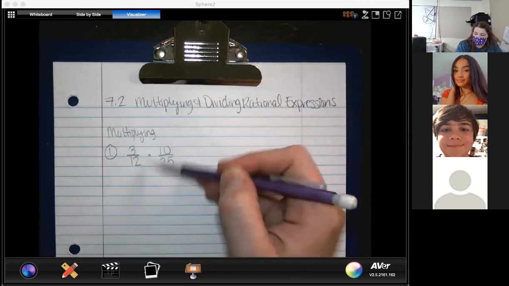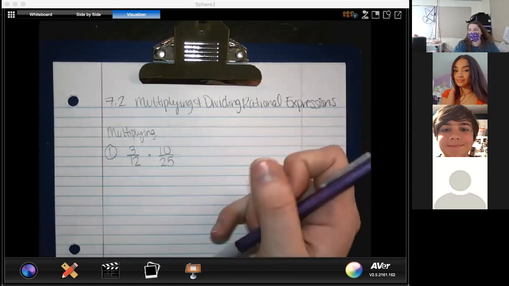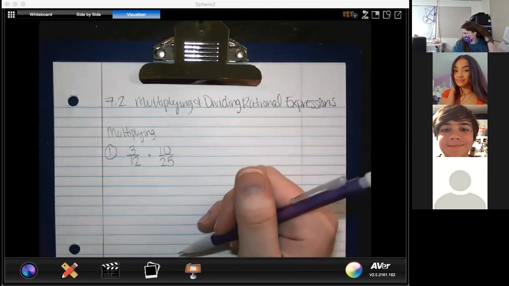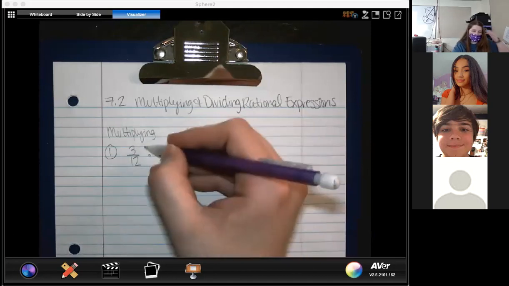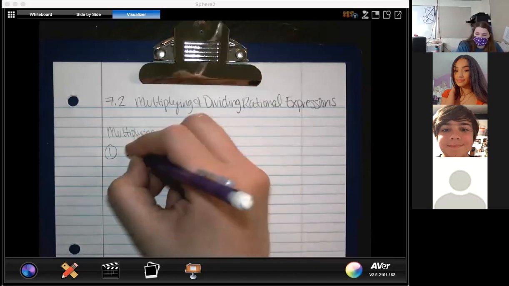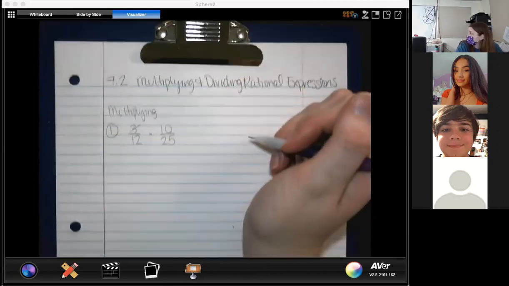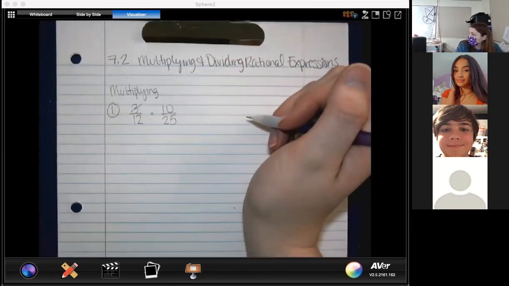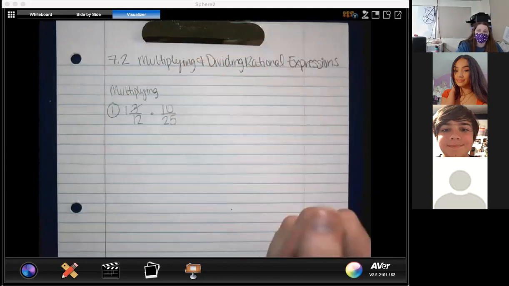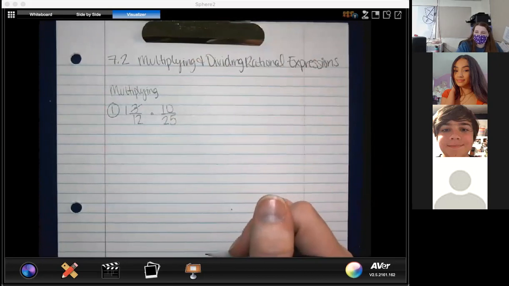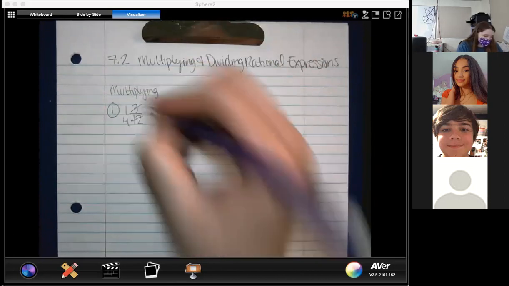Looking at our first fraction, we have 3/12. What is common between 3 and 12? 3. So if I take a factor of 3 away from 3, what's left? 1, yep, 3 divided by 3 is 1. What about 12? 4. It simplifies to 1/4.